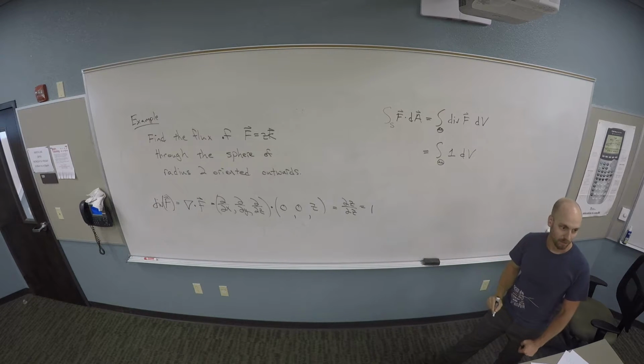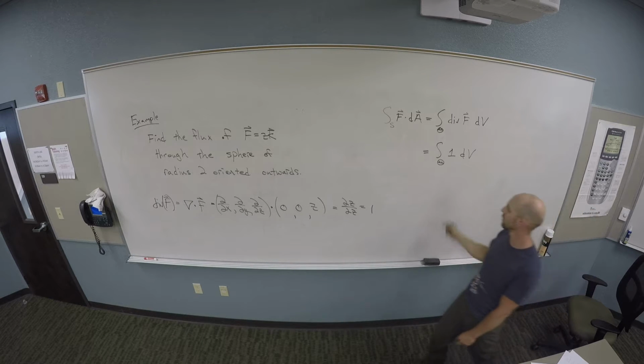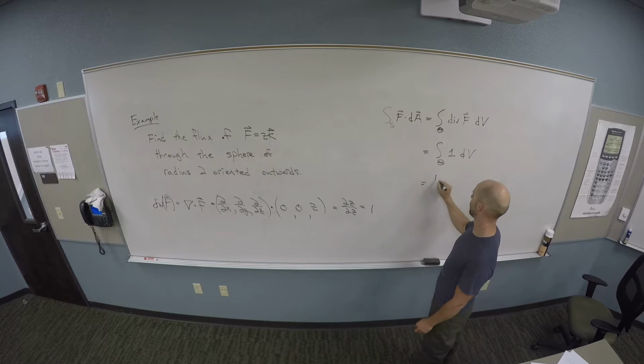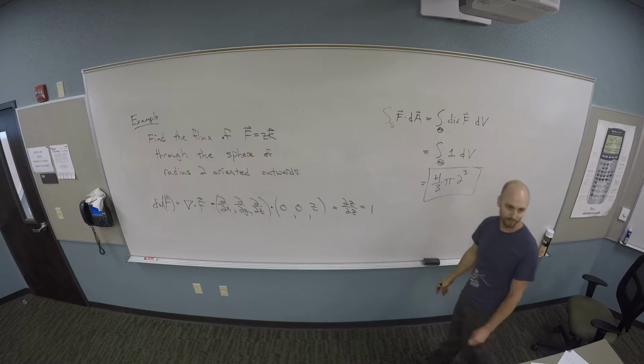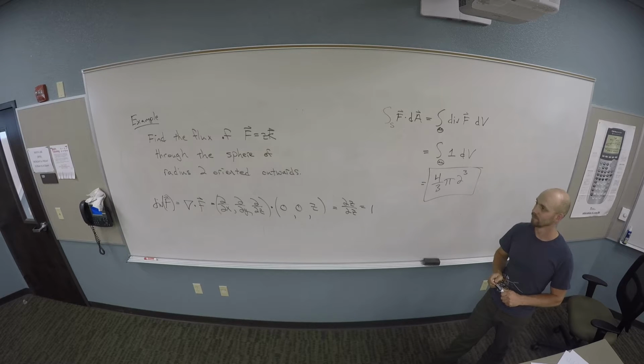Just the volume. So what's the volume of a sphere of radius 2? 4/3 pi 2 cubed. So yeah. Cool. That seems pretty chill, right? Okay, done.